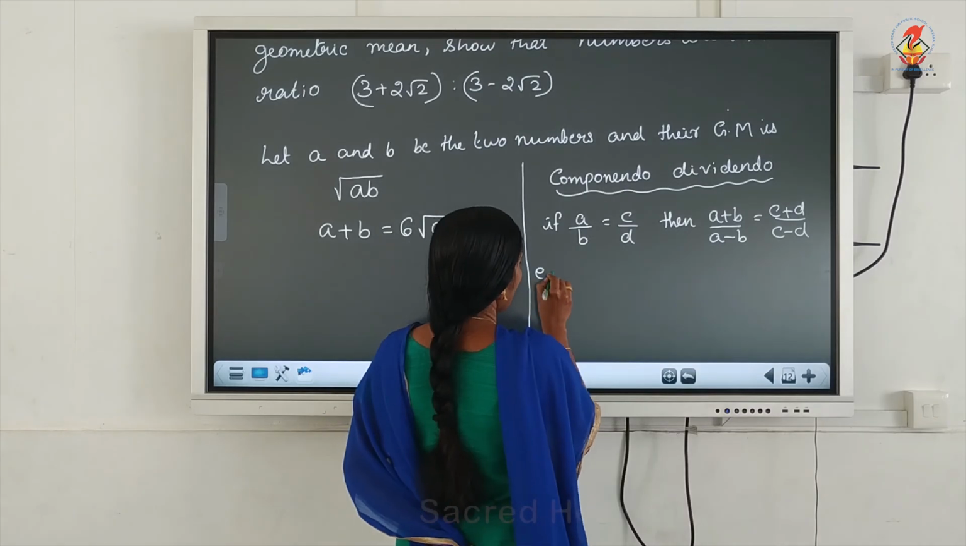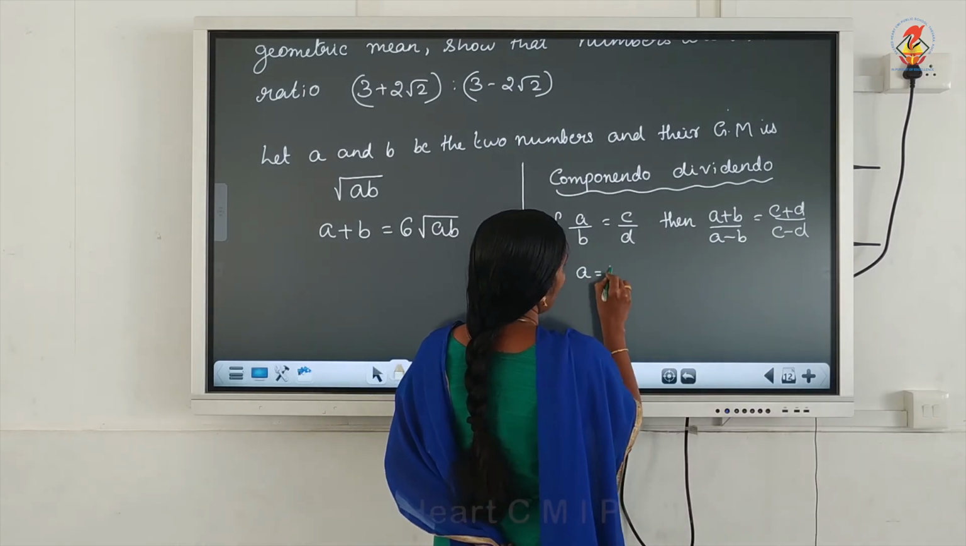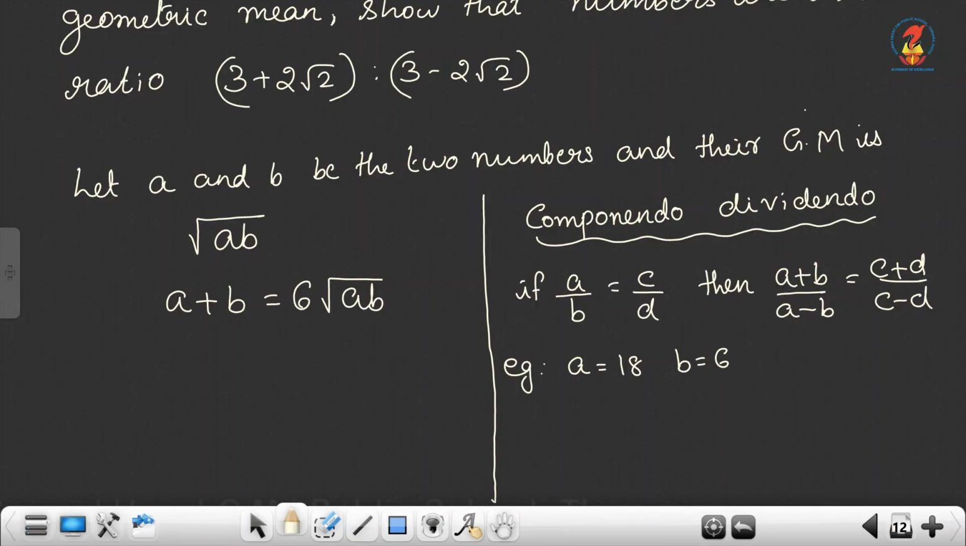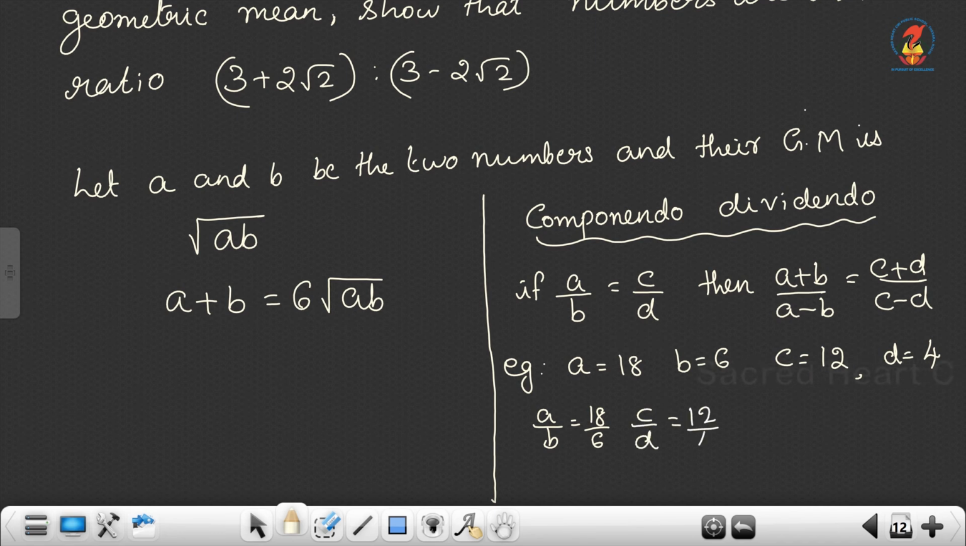So I am taking an example. A is equal to 18 and b is equal to 6, and c is equal to 12 and d is equal to 4. What is a by b? 18 by 6 is 3. Then c by d is 12 by 4, also 3. So here a by b equals c by d. They are equal.